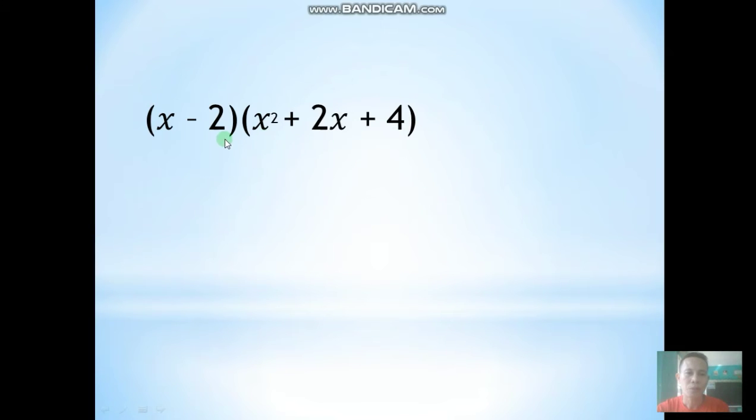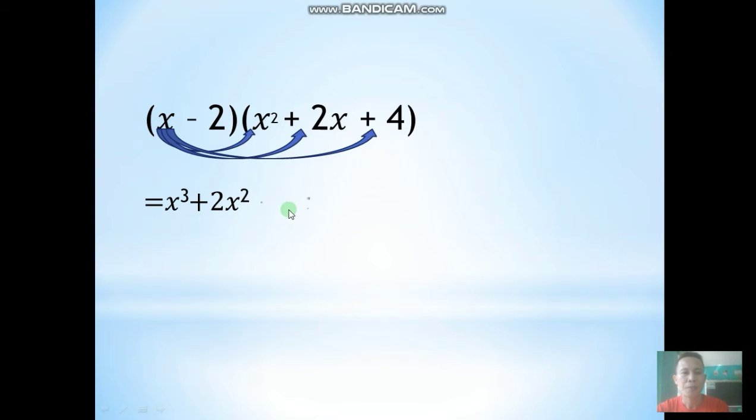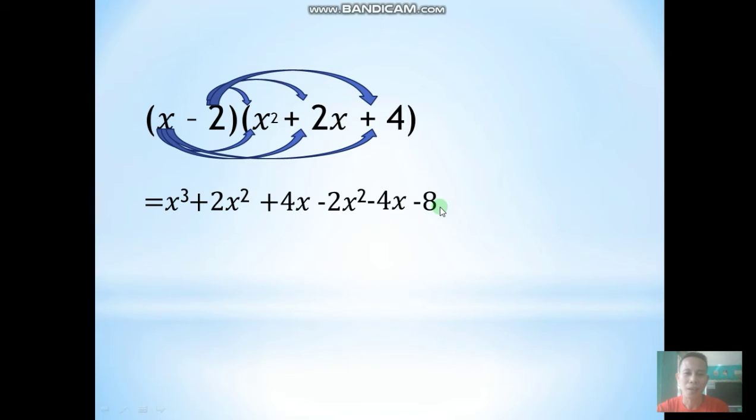Now we are going to determine the product of this expression, a binomial multiplied by a trinomial. Of course, we need to apply the distributive property of multiplication, meaning each term of the binomial should be multiplied to every term in the trinomial. First, x times x squared is x cubed. Then x times positive 2x is 2x squared. Then x times positive 4 is positive 4x. We do the same with the next term of the binomial: negative 2 times x squared is negative 2x squared, negative 2 times positive 2x is negative 4x, and negative 2 times positive 4 is negative 8.